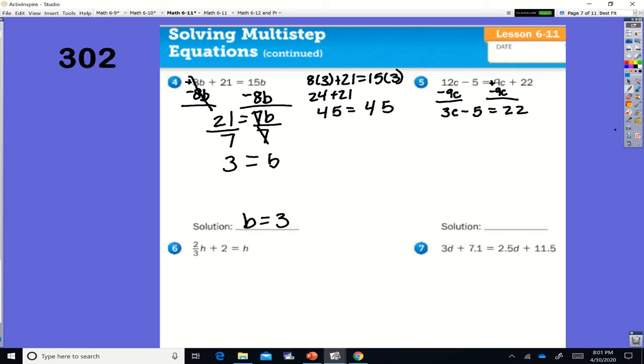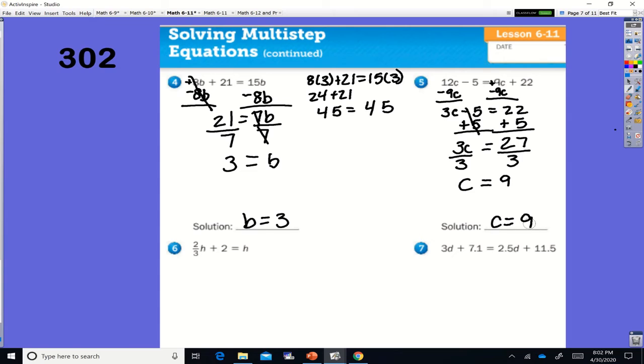Then, we have to get the number on the opposite side of the variable. So our variable's on this side, we want to move the number to this side. So if this is minus 5, to make that 0, we have to add 5. If we add 5 to one side, we have to do it to the other. Now it says undo multiplication or division. Well, this is 3 times c, so if we're multiplying, we do the opposite or the inverse operation. So we're going to divide by 3. C equals 27 divided by 3 is 9. So our solution is c equals 9.